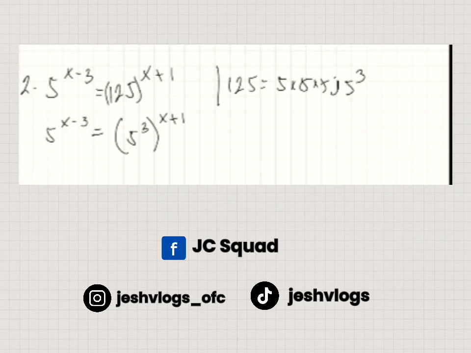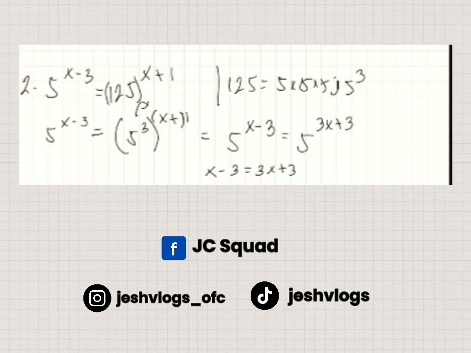So now we can use the power rule on the right-hand side. We can distribute 3 to the quantity x plus 1. So let's do that. So 5 raised to x minus 3 is equal to 5 raised to 3x plus 3. And now, since the bases are equal, we can equate the exponents. So x minus 3 is equal to 3x plus 3.